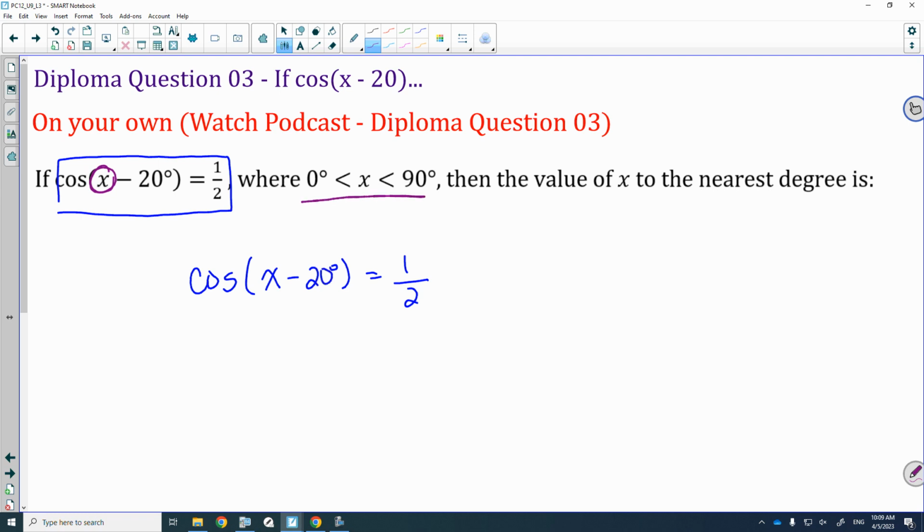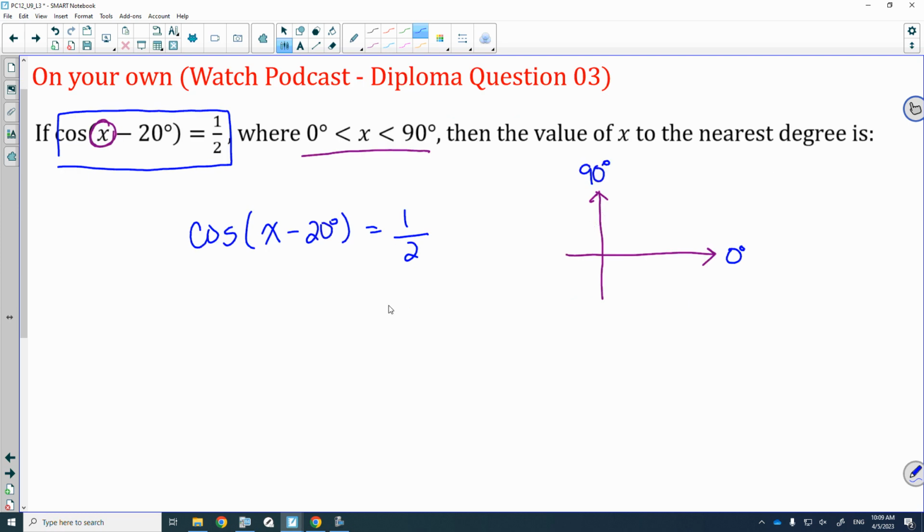And it says that x is going to be within this domain here. So let's actually just quickly show where x is going to be. They're saying x is less than 90 degrees and greater than 0 degrees. So where do they want my arm to land? In what quadrant? Yeah, it's going to land in quadrant 1 somewhere, right? My x has got to be somewhere within here.